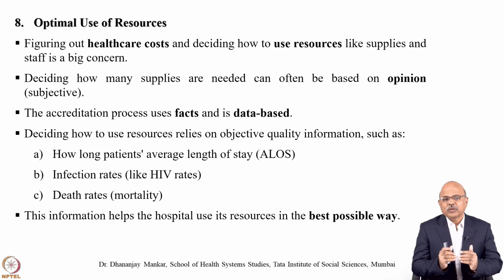The accreditation process uses facts and is data based, where we need to emphasize more on collecting the facts and using the data. Deciding how to use the resources relies on objective quality information, such as the patients' average length of stay, how much infection rate has developed, like HIV rates, and mortality. This information helps the hospital use its resources in the best possible way.